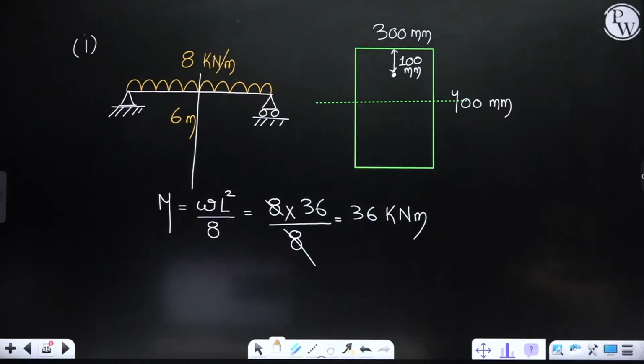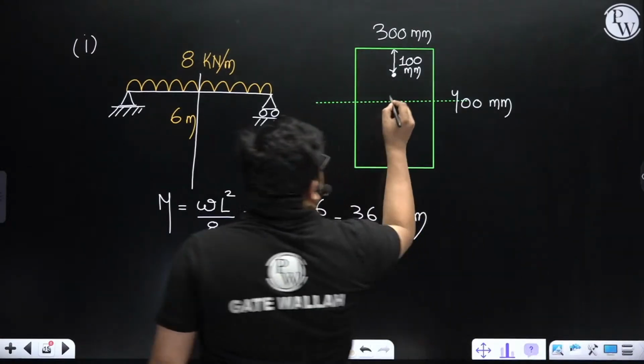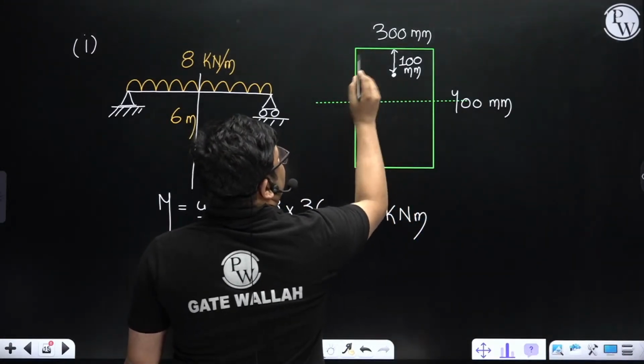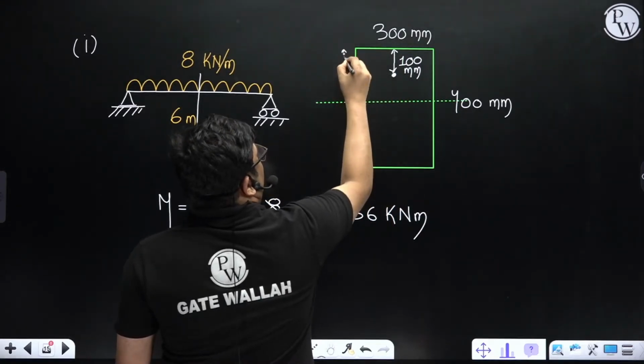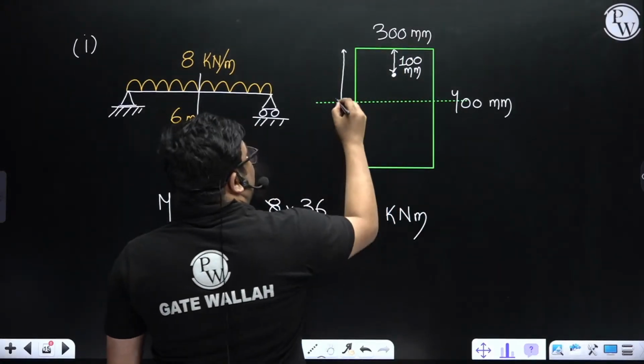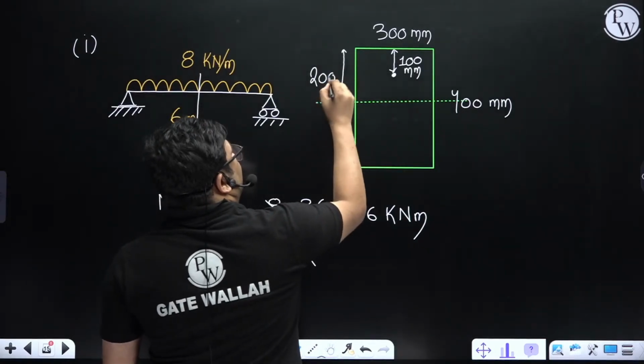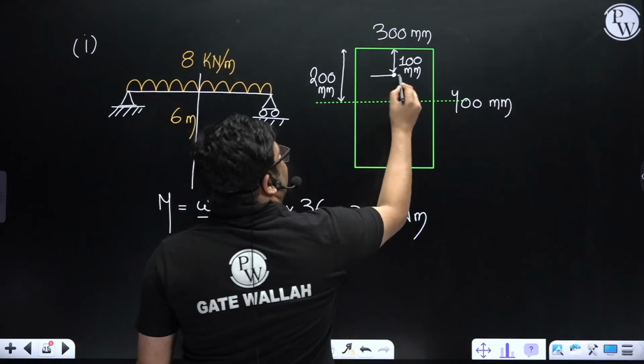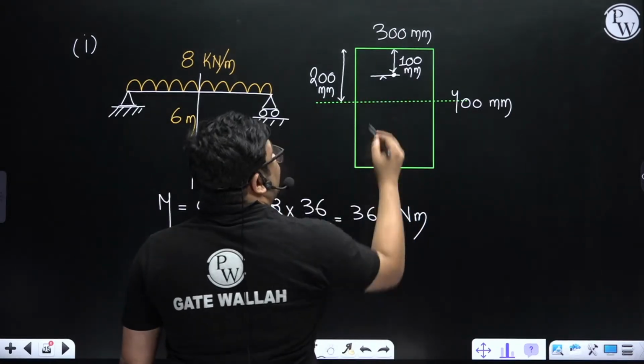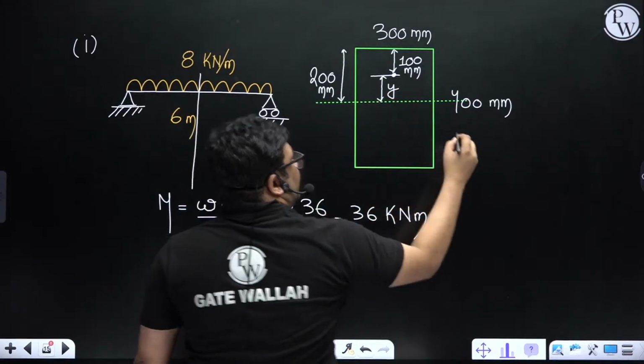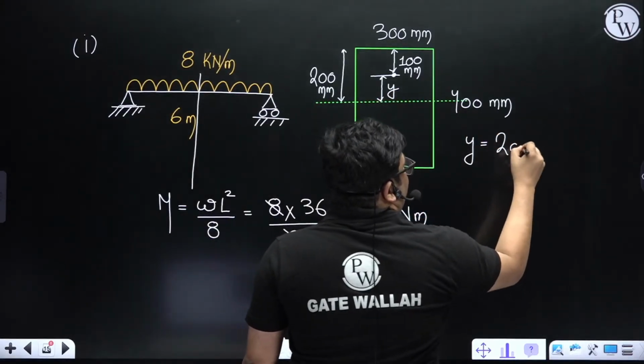Y is the distance from the neutral axis, right? So this is the neutral axis. From this point, it is written 100 mm from top. Total depth is 400, so this is 200, right? So this distance is y. And from the diagram, we can clearly see that y is 200 mm.